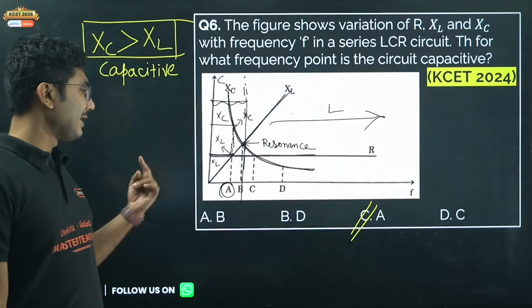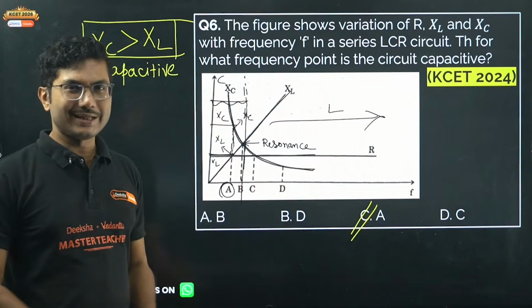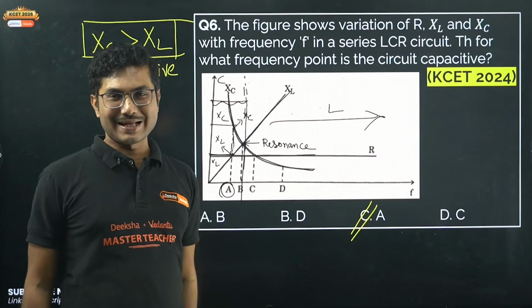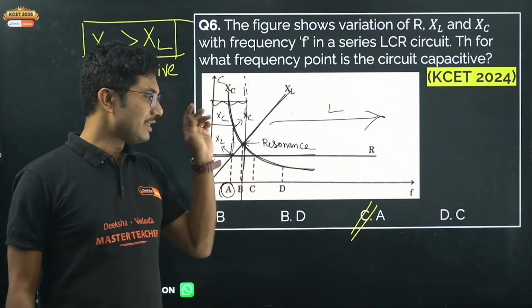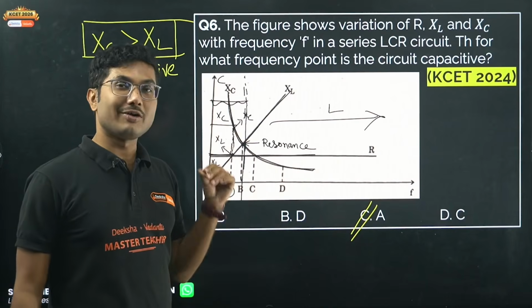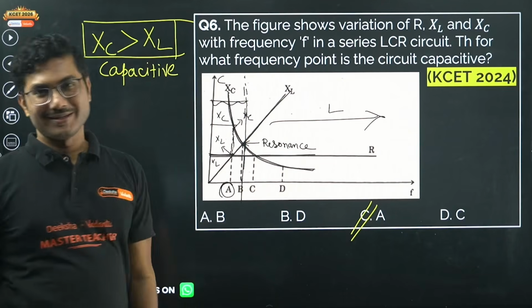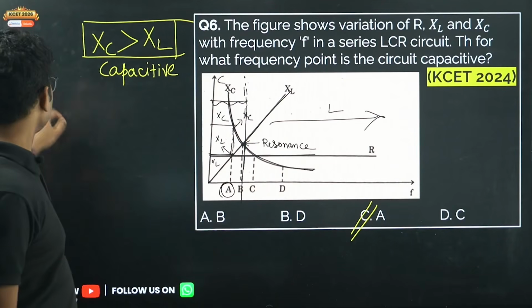In KCET generally 1, 2, 3, 4 is given, not A, B, C, D. That is why it is coming as C matching with A, but don't worry. If you see such a question, make sure you tick the correct option, not this option. Okay, next question.